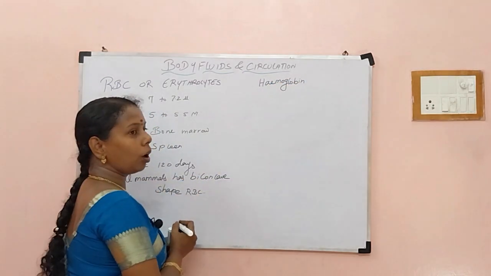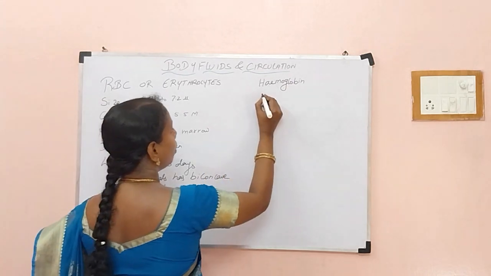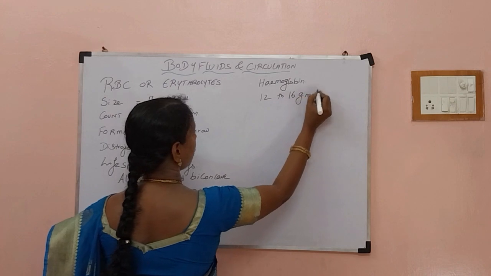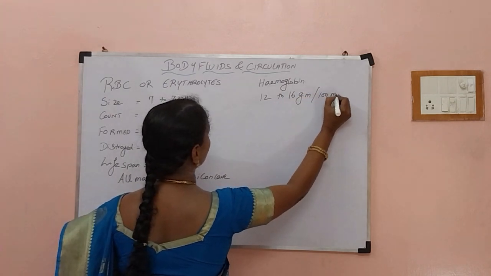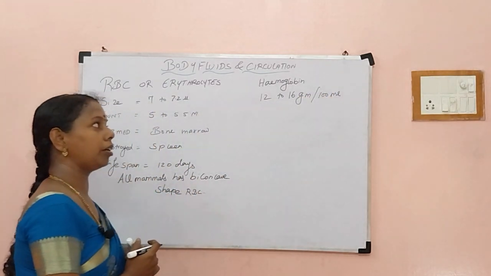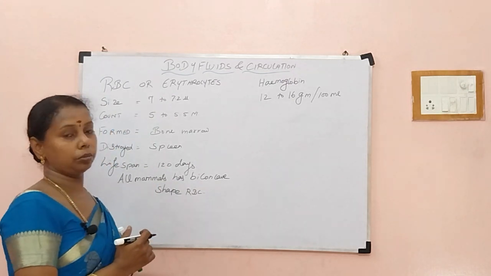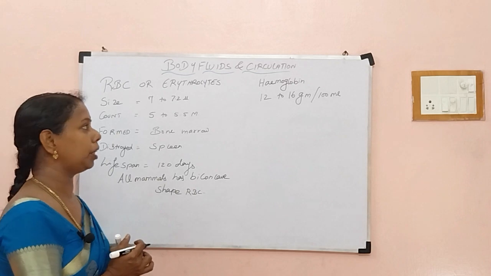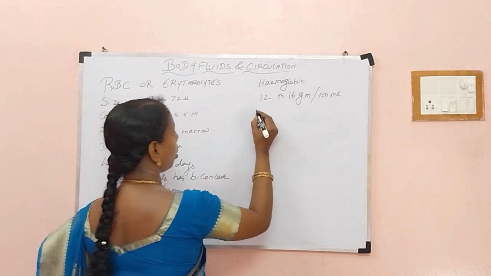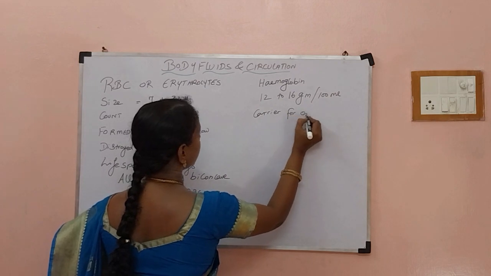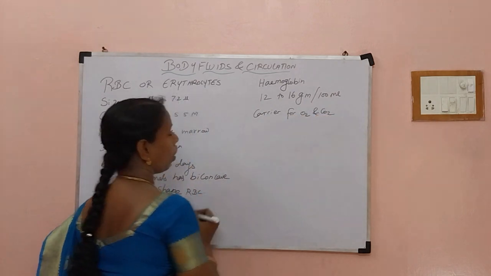And this hemoglobin, what is the count we have? We have some 12 to 16 grams per 100 ml. They may ask you the question and try to confuse you with milligram also. It is gram, 12 to 16 gram per 100 ml. And hemoglobin is a carrier for oxygen and carbon dioxide also.